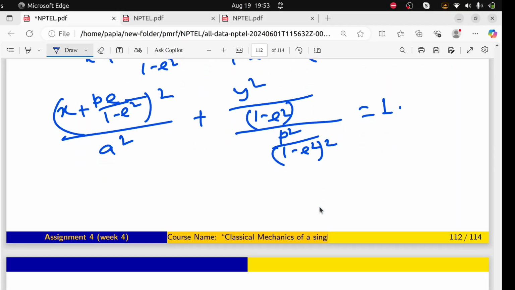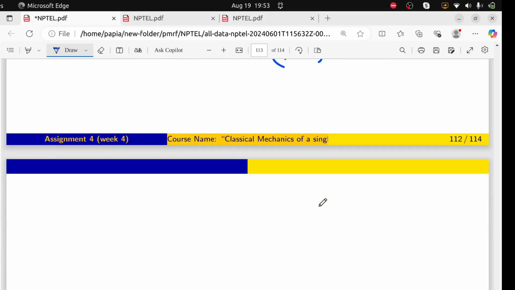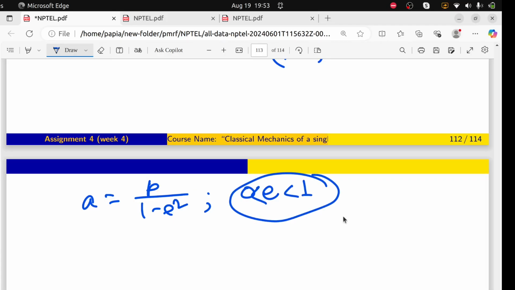So like, okay, and here what is A? A is p by 1 minus e square. At which condition? When e is between 0 and 1. So that's why 1 minus e square is positive.